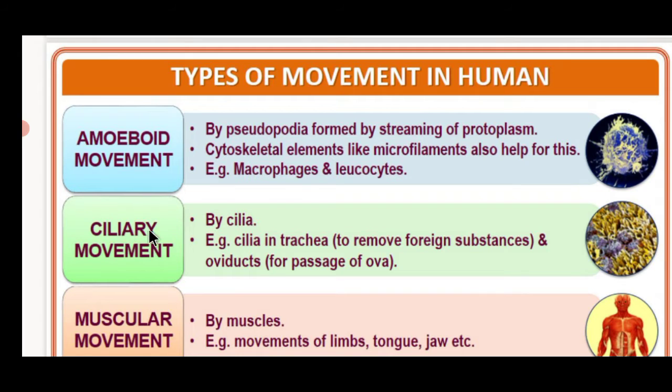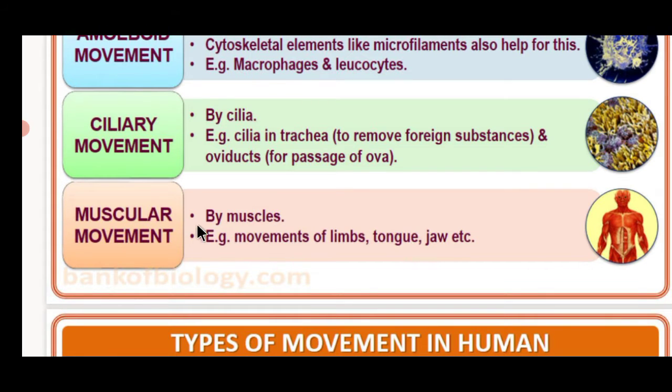Another movement is ciliary movement, and cilia are found at many places in our body. Cilia are present in the trachea, that is our windpipe, and these cilia keep moving and continuously remove the foreign particles from the trachea. Also, in the oviducts in females, the egg cell, that is ovum, passes, and these cilia help in its movement. Now we are familiar with the muscular movements. When we move our muscles, such as when we are moving our limbs, tongue or jaws, these are called muscular movements.